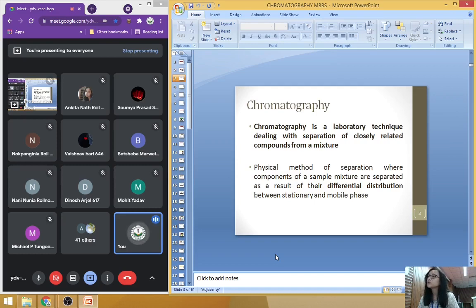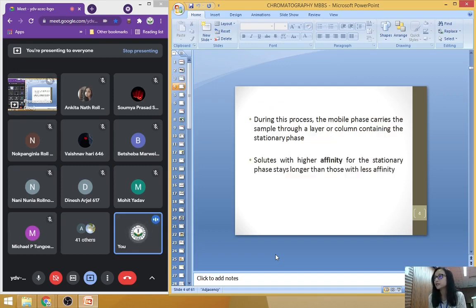Chromatography is a technique used in the lab in which we separate closely related compounds from a mixture. It is a physical method of separation. The principle is based on two phases: the stationary phase and the mobile phase.